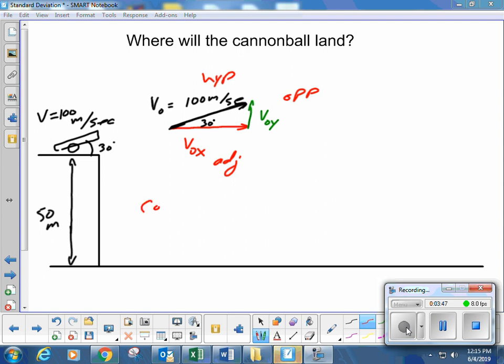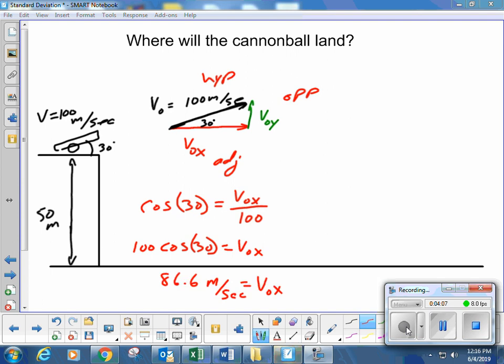I would say that cosine of 30 degrees is the adjacent over the hypotenuse, which is 100. I can do a quick cross multiply here and get 100 cosine 30 is the velocity in the x direction, and I can calculate that to be 86.6 meters per second in the x direction. Separately, I'll work on the y direction, same triangle, but this time I'm going to use sine.